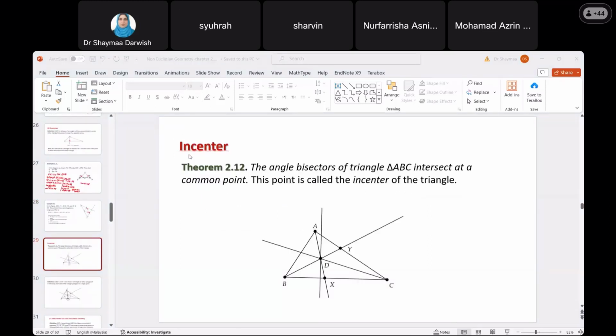We learned the circumcenter, the common point for the perpendicular bisectors, and the orthocenter, the common point for altitudes. Now we have the incenter. This is the common point of the bisectors of the angles. If I bisect angle A, bisect angle B and bisect angle C, the three bisectors intersect in one point. This point we call the incenter of the triangle.